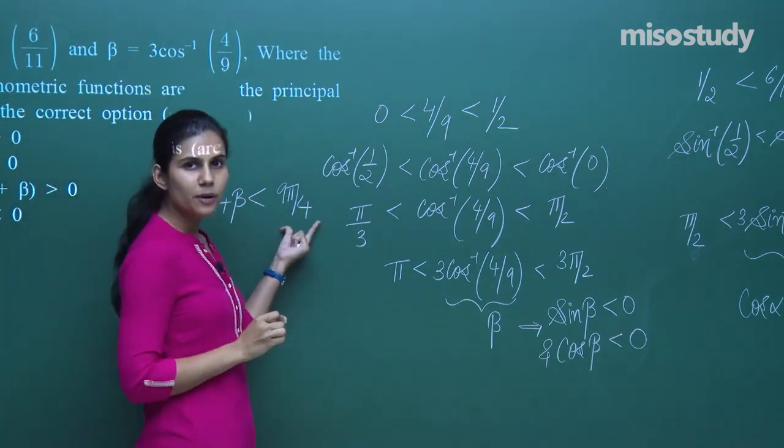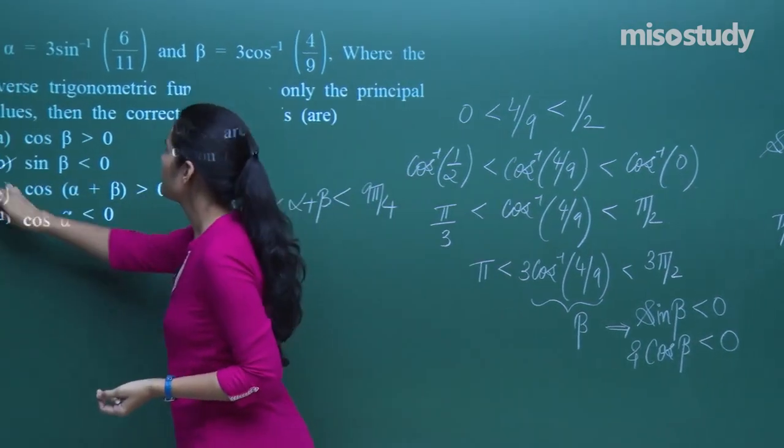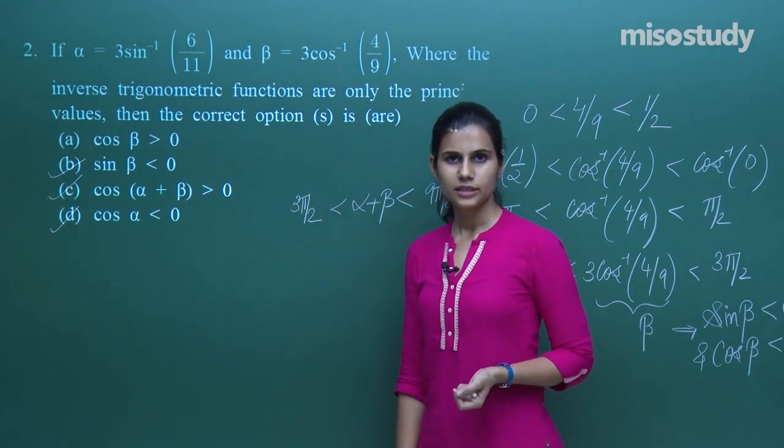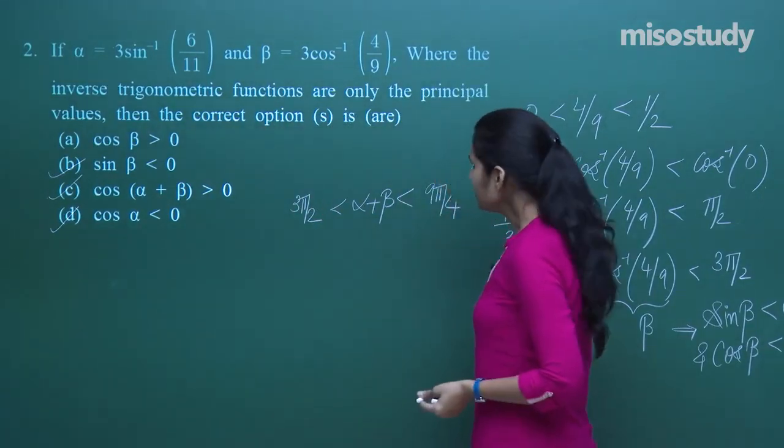In this range, if alpha plus beta is lying, very clearly cos of alpha plus beta is positive. Understood? Let's look at the next question.